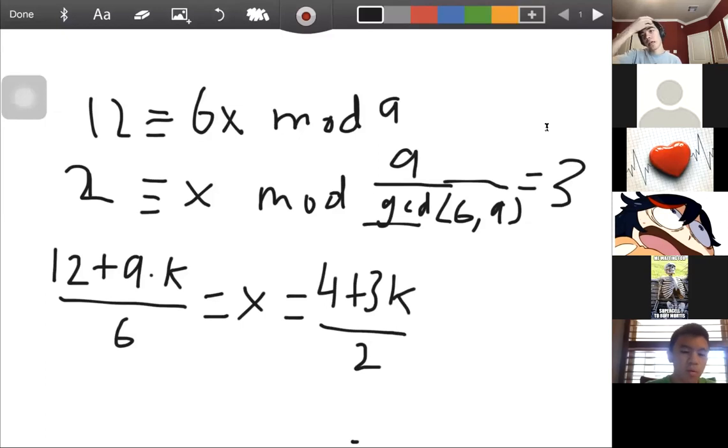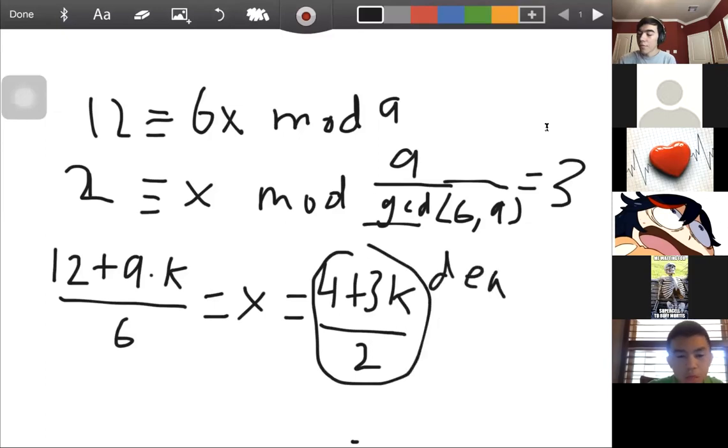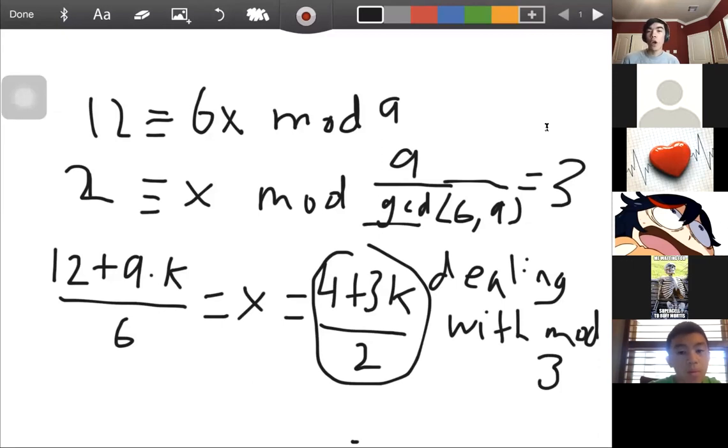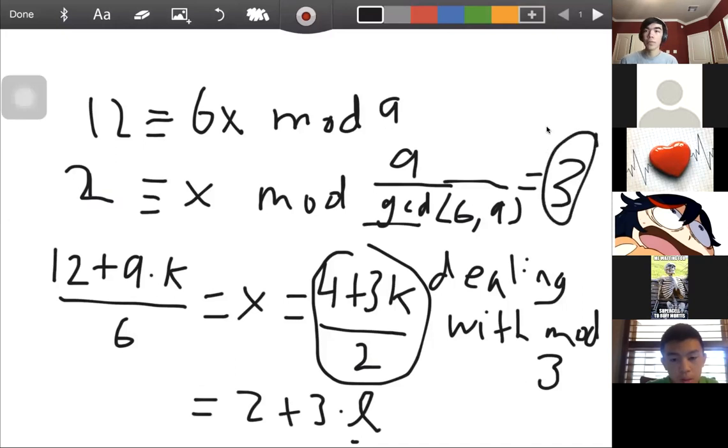Now the important part to remember here is that we're dealing with mod 3 now, because we have 3k. And we know that 1 over 2 actually has a value in mod 3. So dividing by 2 in this situation does not actually change what mod we're dealing with. So this would actually end up being like 2 plus 3 times some other variable, which I'll denote as L here. So the mod stays as 3.